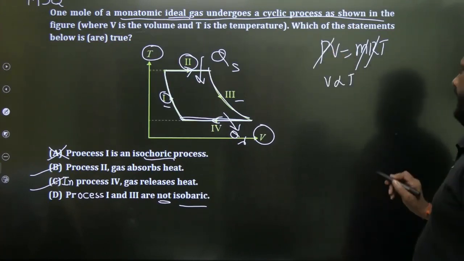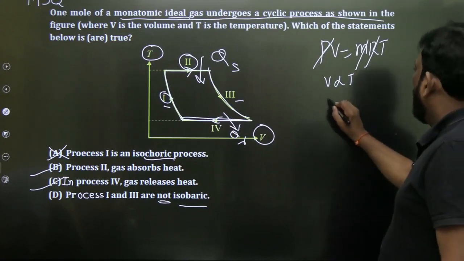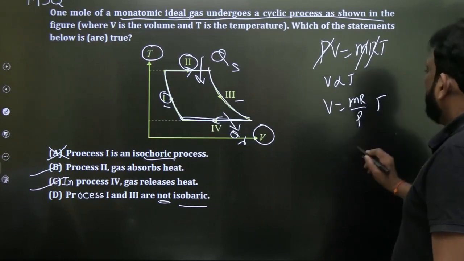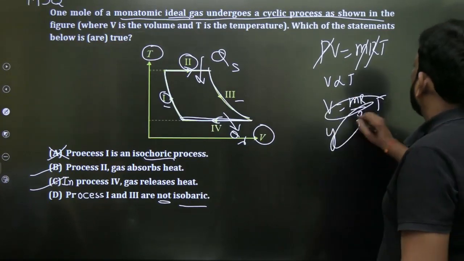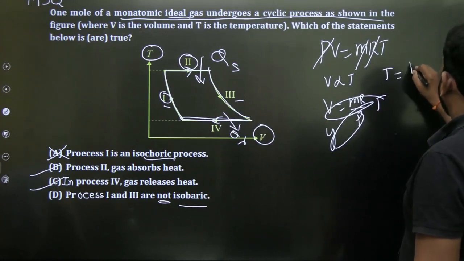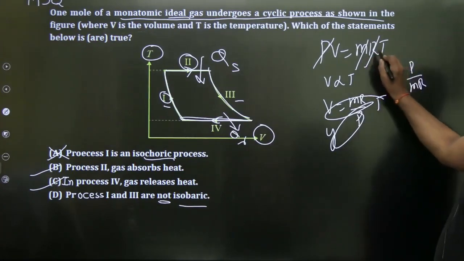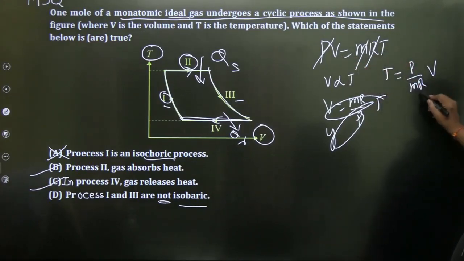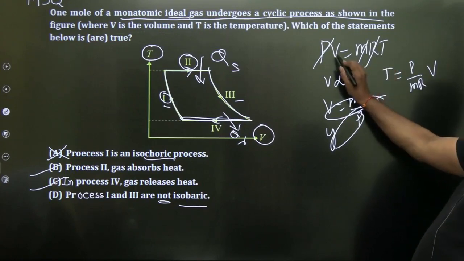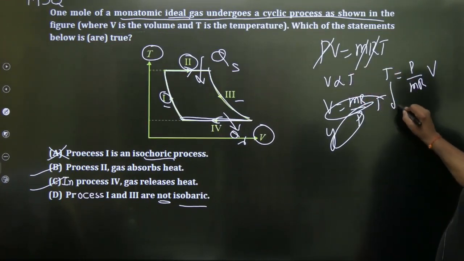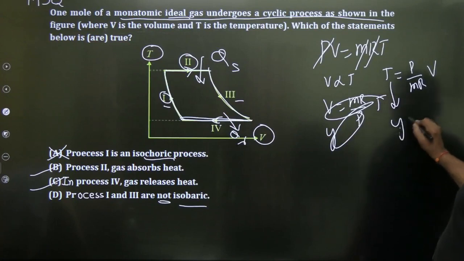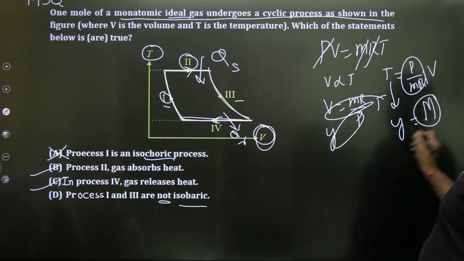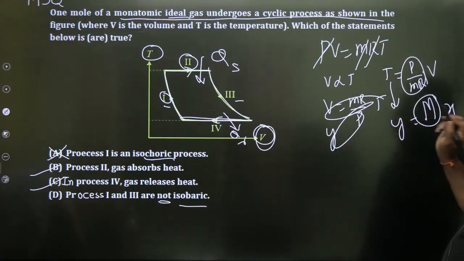Great. Look, my dear students, understand carefully. I can write V is equal to MR by P into T, or this can also be written as T is equal to P by MR into V. I repeat, T is equal to P by MR into V. Yes, I have rearranged the equation PV is equal to MRT. On the Y axis we have temperature, and P by MR is the slope. On the X axis you have volume, so it is Y is equal to mx. It is a straight line passing through origin.